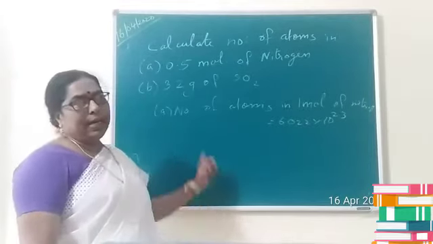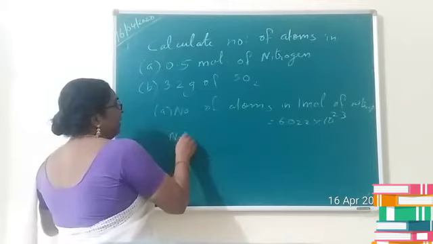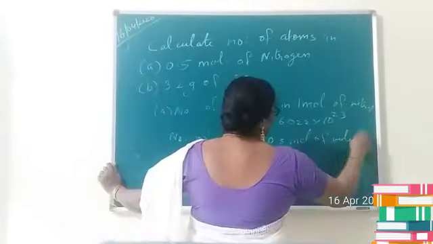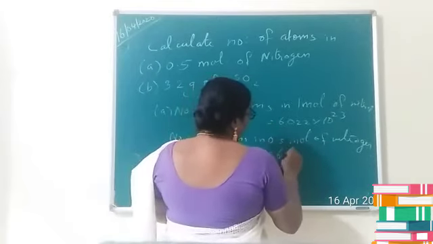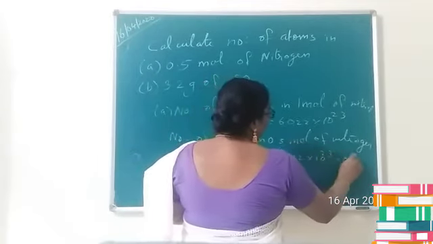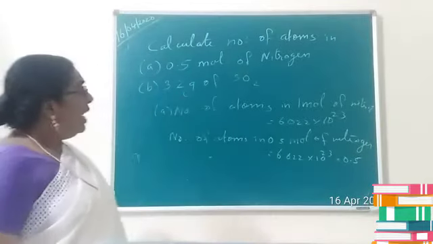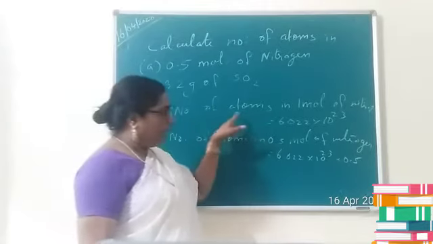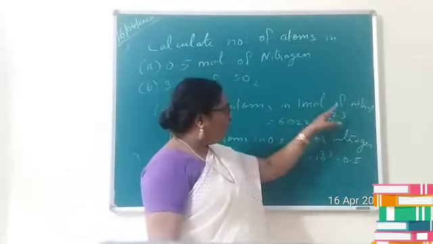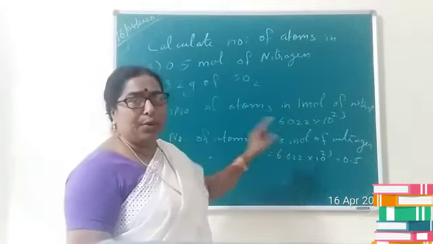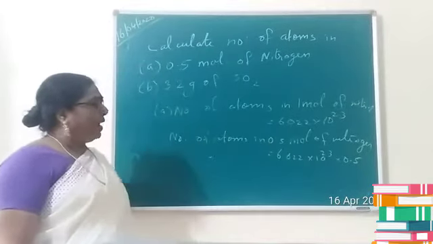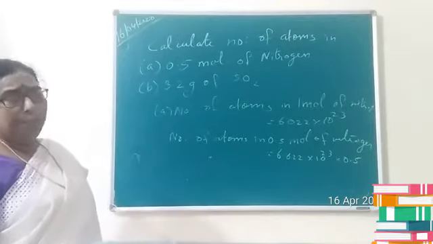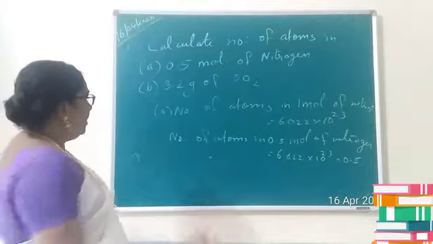Yes, multiply it by number of moles. Therefore, number of atoms in 0.5 mole of nitrogen is equal to Avogadro's constant into 0.5. Is it clear, children, how to calculate the number of atoms if the mole is given? We have seen that number of atoms in 1 mole of nitrogen is equal to Avogadro's constant. Therefore, number of atoms in 0.5 mole of nitrogen will be equal to Avogadro's constant into number of moles.